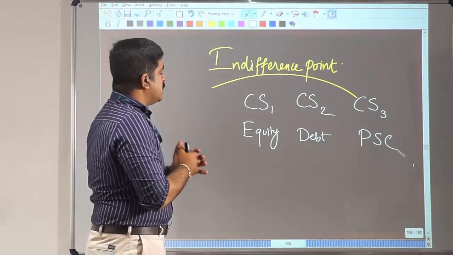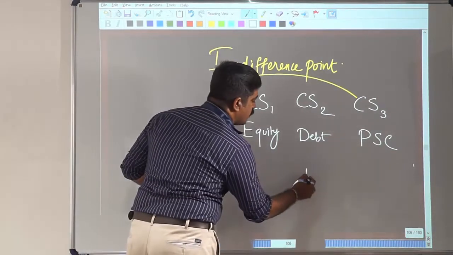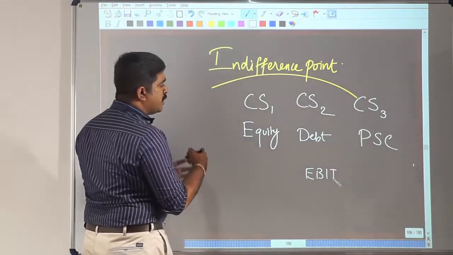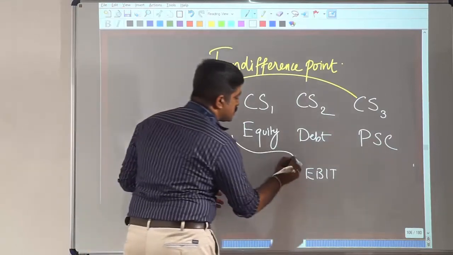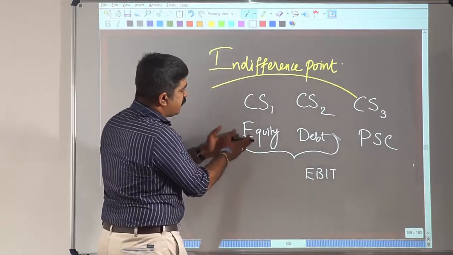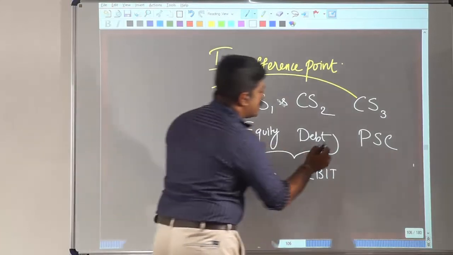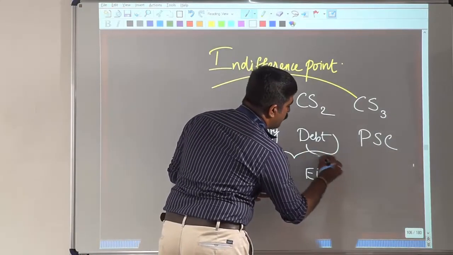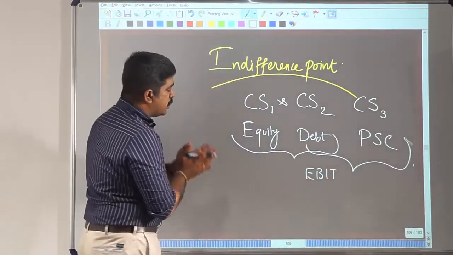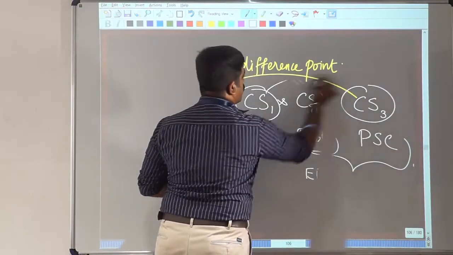But what is indifference point is, indifference point will tell you at a particular level of EBIT, you will become indifferent to either of these capital structures. So at a particular level of EBIT, you will become indifferent to capital structure 1 and capital structure 2, or at a particular level of EBIT, you will become indifferent to capital structure 2 or 3, or at a particular level of EBIT, you will become indifferent to capital structure 1 and 3.